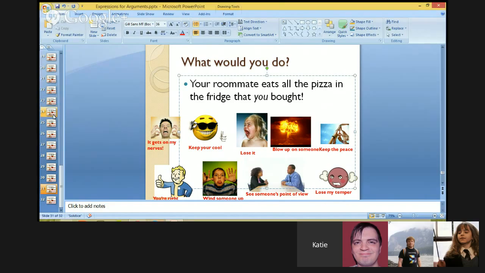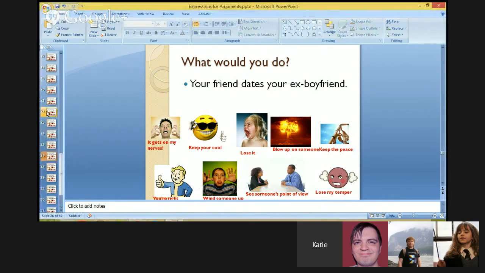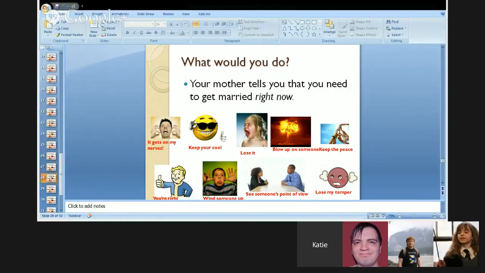And we'll do a couple more, or let's say one more. This one happens sometimes. Your mother tells you that you need to get married right now. Sometimes parents can pressure their kids to have grandchildren or to get married. So what would you do if your parents are kind of pressuring you to do something that you don't want to do?